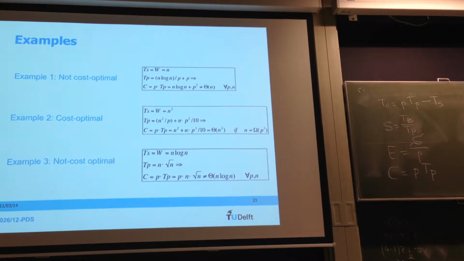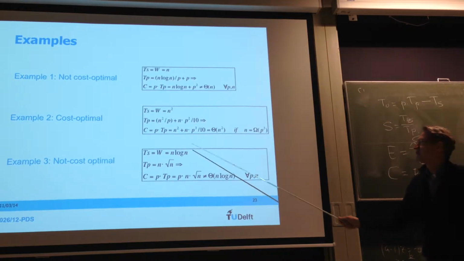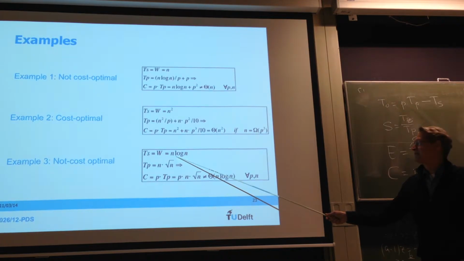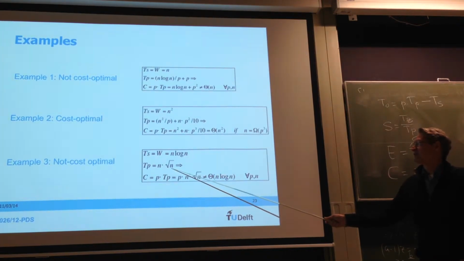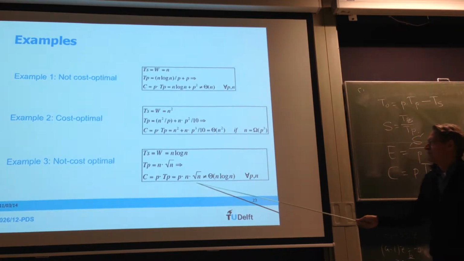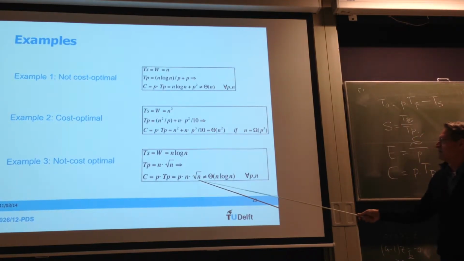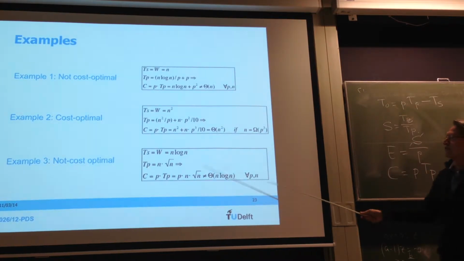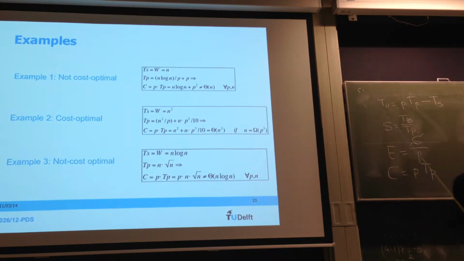Third example, likewise, here it's given that sequential time is n log n, the parallel execution time is n times the square root of n. Here you end up with p times n times square root of n, which supposedly should be n log n, but this is never the case. So this is not constant. Right? So 3 examples following the recipe to determine cost optimality.